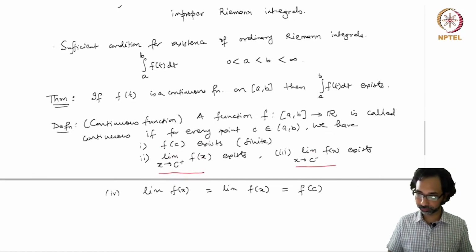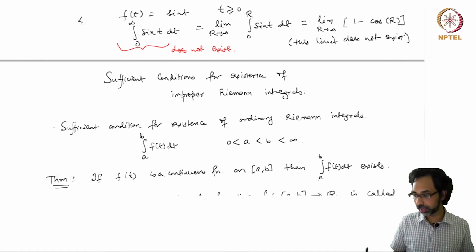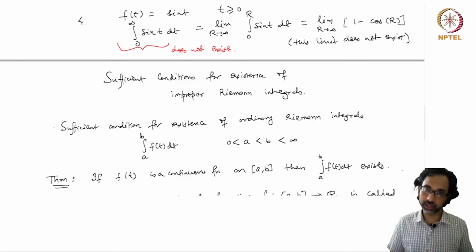So our theorem says that if this function is continuous on this entire closed interval [a, b], then this ordinary Riemann integral of f(t) from a to b dt will exist.